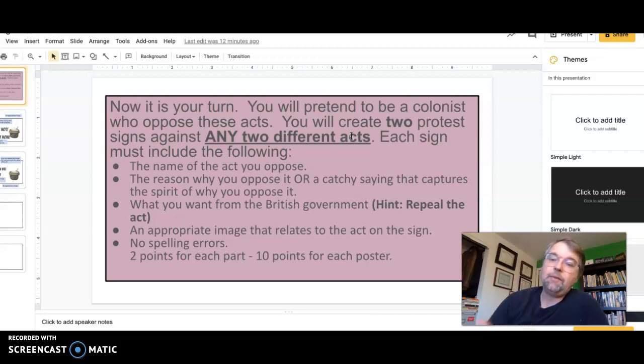Basically, you want to repeal the act. You want the act to end. Got to have something about wanting it to end now, to repeal the act. And repeal is just a fancy way of saying cancel it out. You also need an appropriate image that relates to the act on the sign, and no spelling errors. There are 2 points for each part, so each sign is worth 10 points.